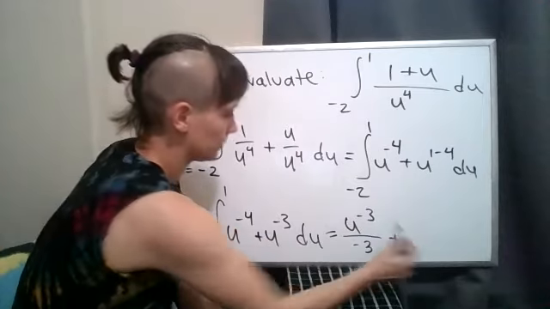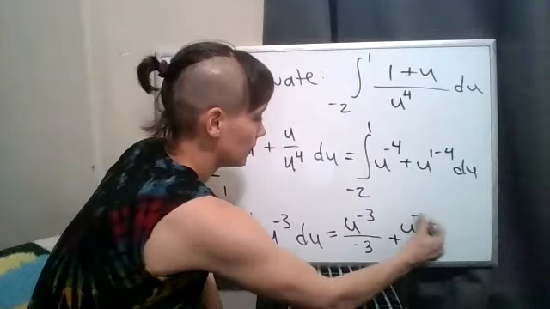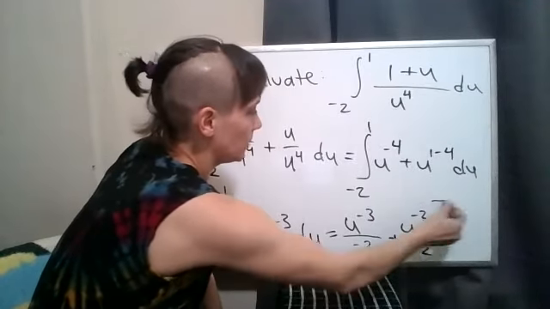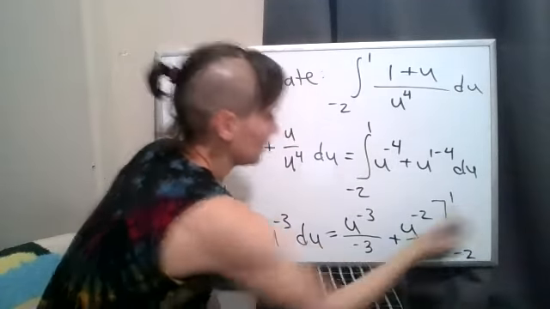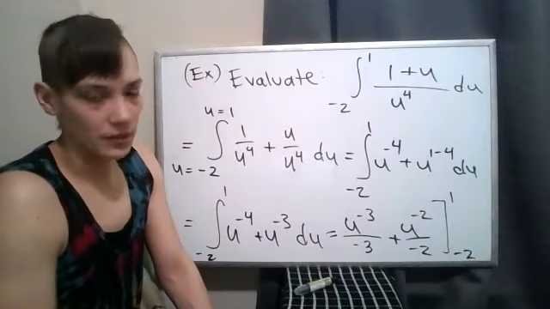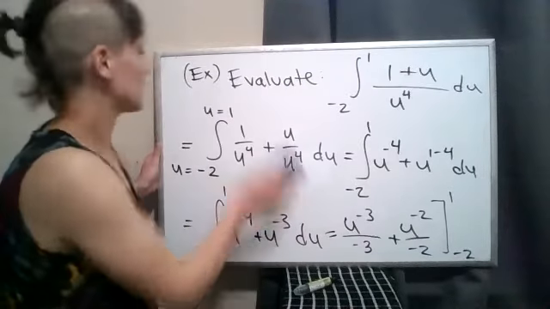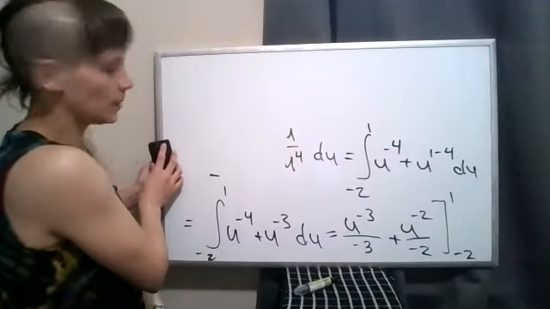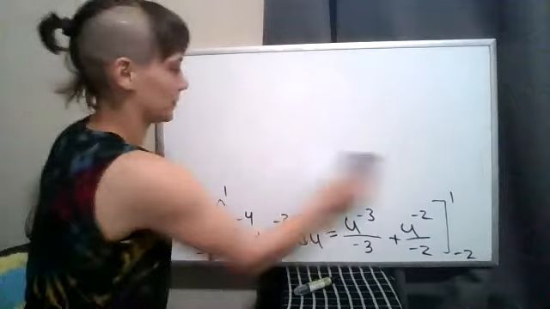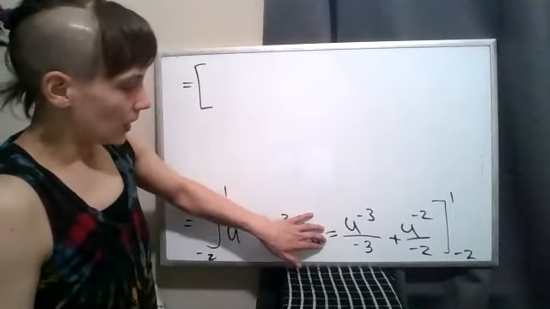Plus u to the -2 over -2. And evaluate from -2 to 1. So I'm going to set up the problem, but leave the rest for you to try on your own, just to show you what the process looks like. You put in u equals 1, and then subtract putting in u equals -2.